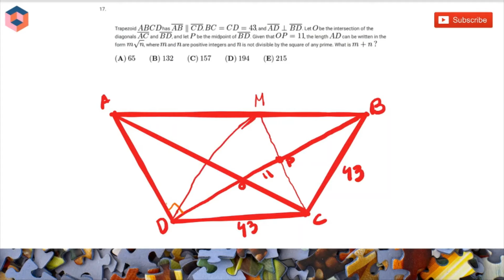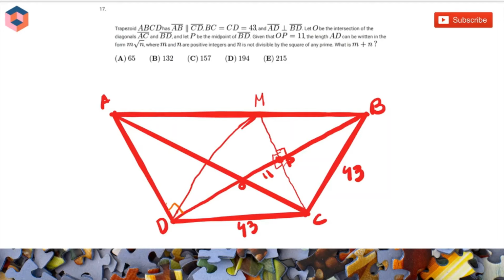DMBC is a kite, and the diagonals of a kite are perpendicular. And now we know a lot of things. Notice that P, B, and M are perpendicular. It's similar to D, A, and B. The reason being is double angle congruence, since angle D and angle P are equal, and angle B is obviously equal to angle B.